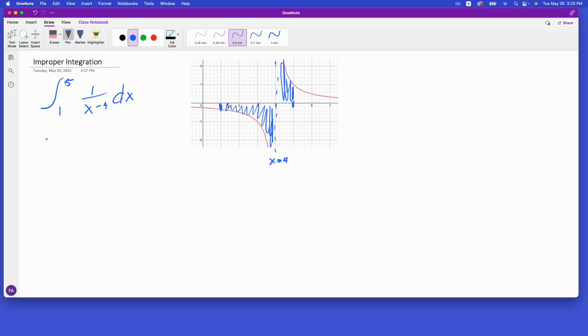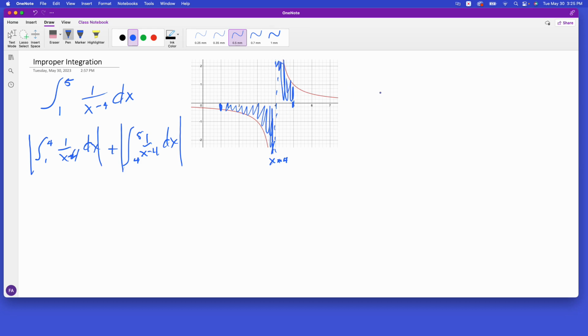So the first idea would be to go from 1 to 4 of 1 over x minus 4 dx, and then add that to the integration. Of course, we need the absolute value of both of these, right? Do the integration from 4 to 5 of 1 over x minus 4 dx. Now, the issue with this one is that this place where we hit 4, we add up all the area. Well, how much area are we talking about that's happening right there?